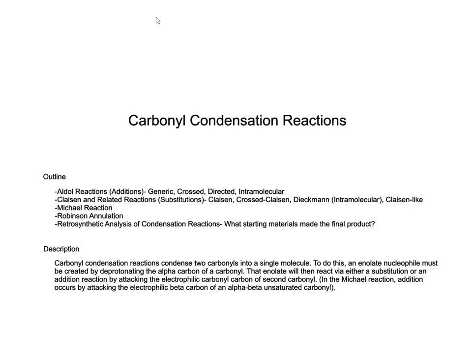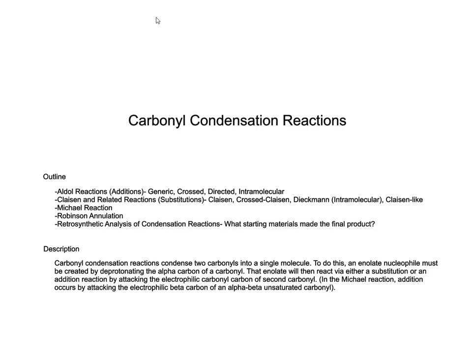condensation reactions, which means we're going to be looking at how to determine what starting materials were used to make the final condensation product. Now, in general, what do we need to know about carbonyl condensation reactions? Essentially what they do is they condense two carbonyls into a single molecule. And to do this, an enolate nucleophile must be created by deprotonating the alpha carbon of one carbonyl.